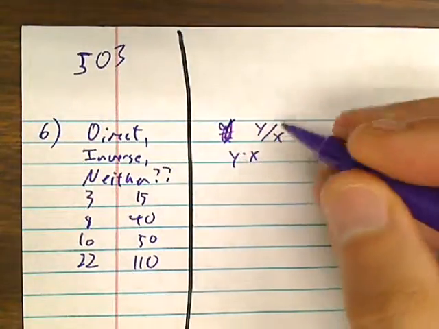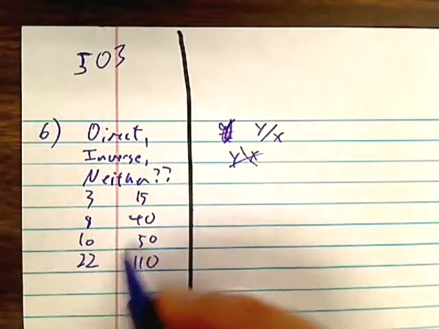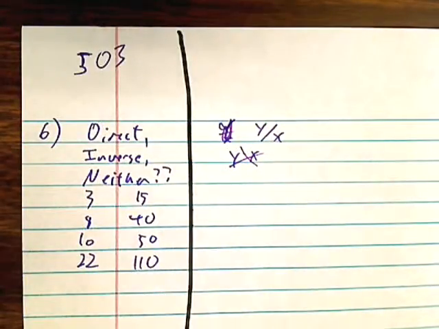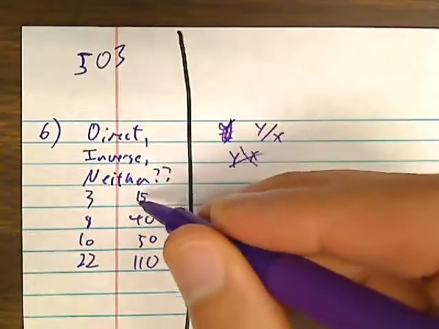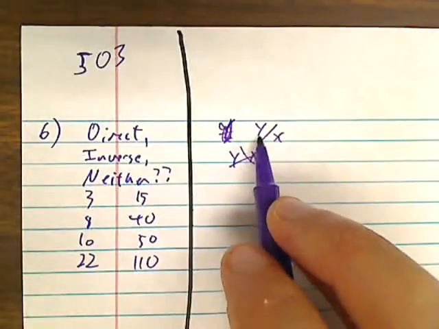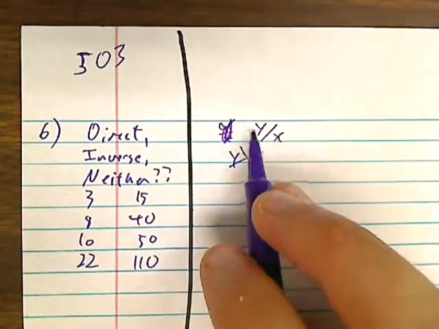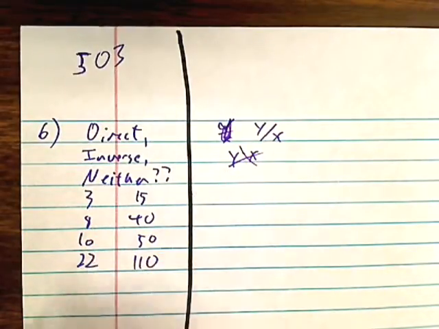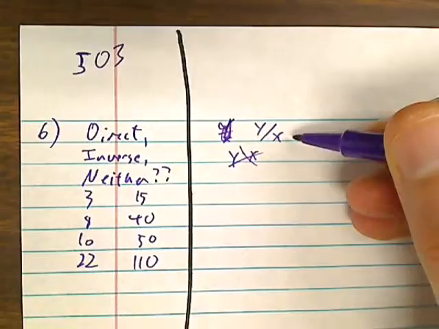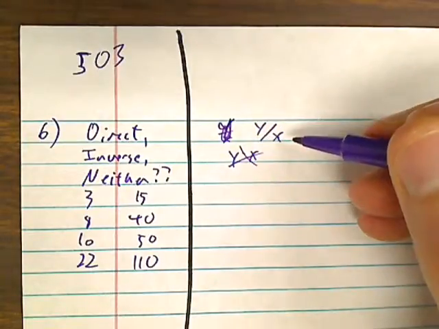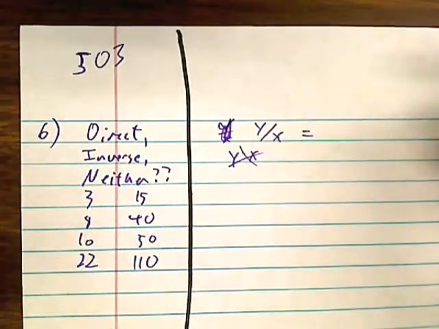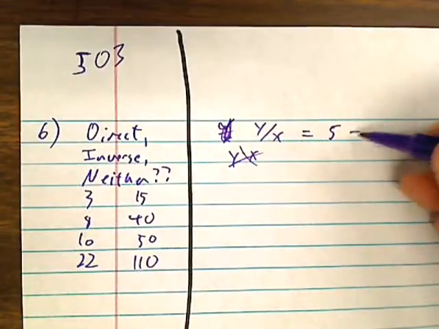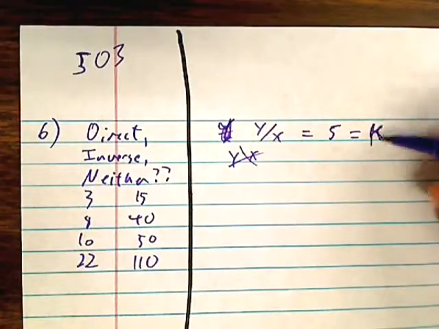Well, this doesn't happen. It's not inverse because if you multiply them, you don't get the same thing. But when you divide them, you do get the same thing. You always get 5. 15 divided by 3, and do the y coordinate divided by the x coordinate. That order is important. 40 divided by 8, 15 divided by 10, 110 divided by 22. This is kind of like the slope. Change in y over change in x. So y over x. Maybe that'll help you remember. So this is 5, and that equals k. K equals 5. That's great.